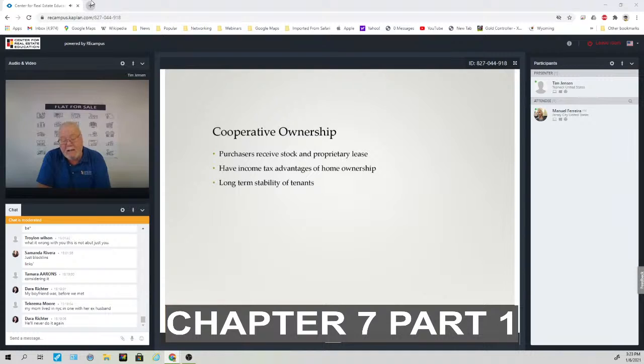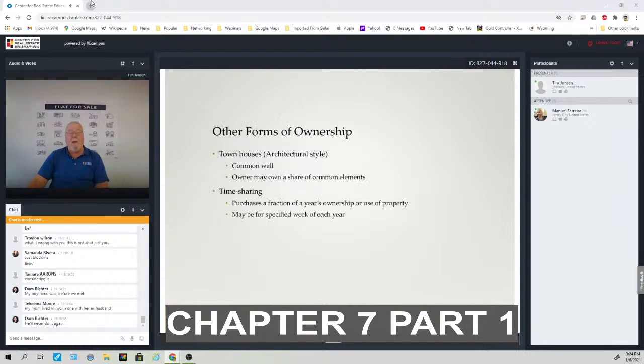You still get the same tax advantages of home ownership because you can get a mortgage to buy the shares to buy a co-op. And because the mortgage interest is deductible and the taxes you pay through your maintenance fees are deductible, you still have the same write-offs.